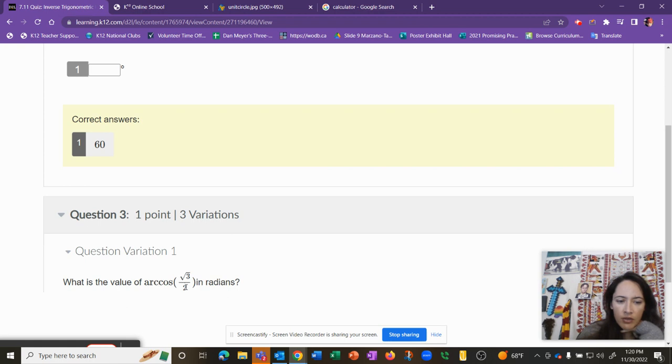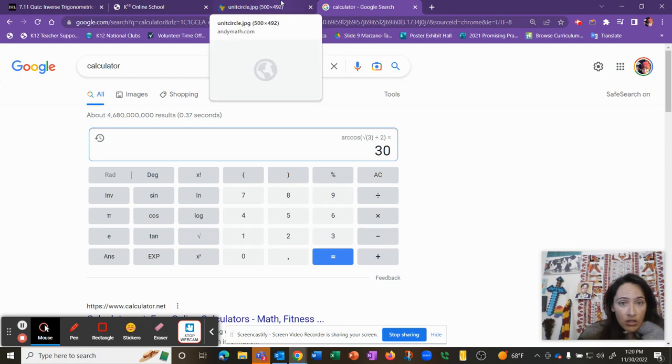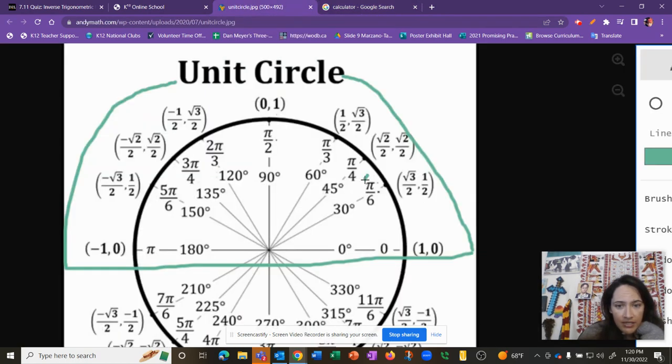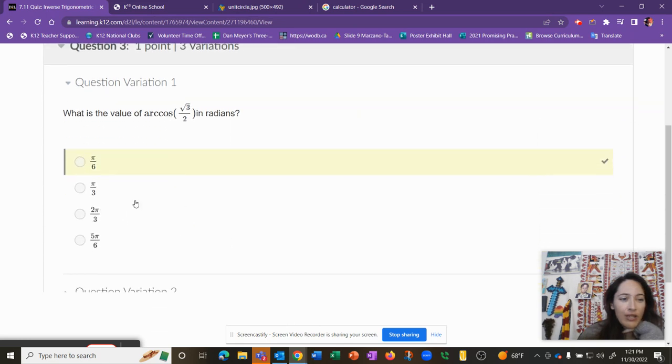I'm going to use arc cosine of root 3 over 2. Inverse cosine, arc cosine, square root of 3, close the parentheses, divided by 2, because the fraction bar means division, close parentheses, we're in degrees. Cool, it's 30 degrees. Now I can go back to my unit circle, look for 30 degrees and say, okay, here it is, it's pi over 6. We did it!